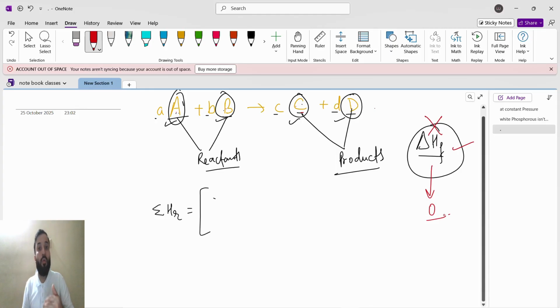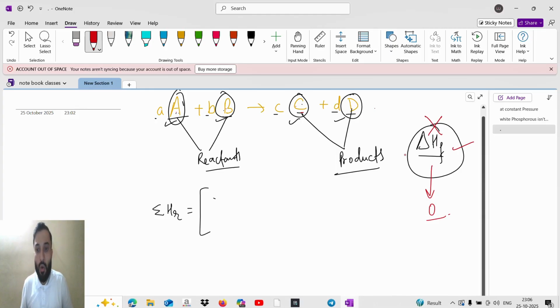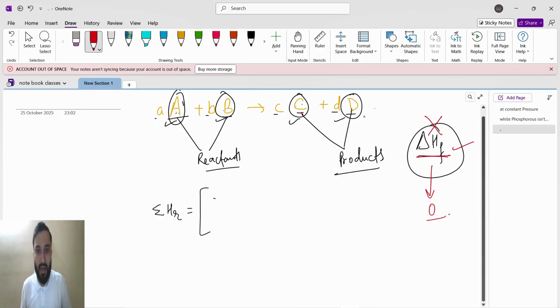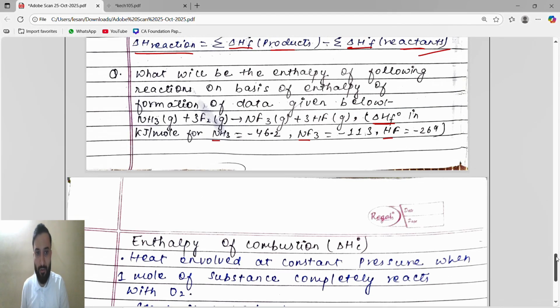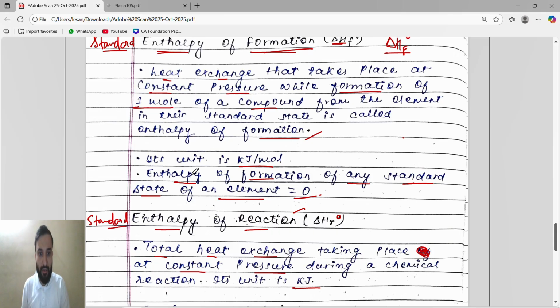Why will we take it as 0? What does this mean? It means that if the enthalpy of formation value, either of a product or of a reactant, is not given, we will assume it as 0. The reason is that any element whose enthalpy of formation is not given is in its standard state, so its value is 0. That's why its value is not given, and that's the reason we assume its value as 0. Understand? Yes sir.